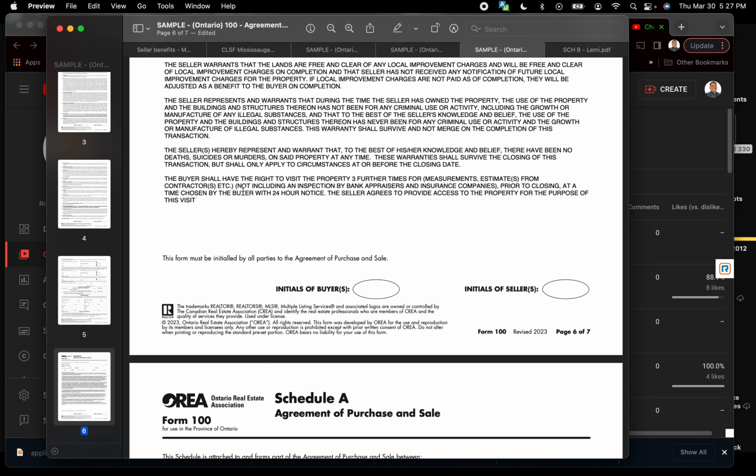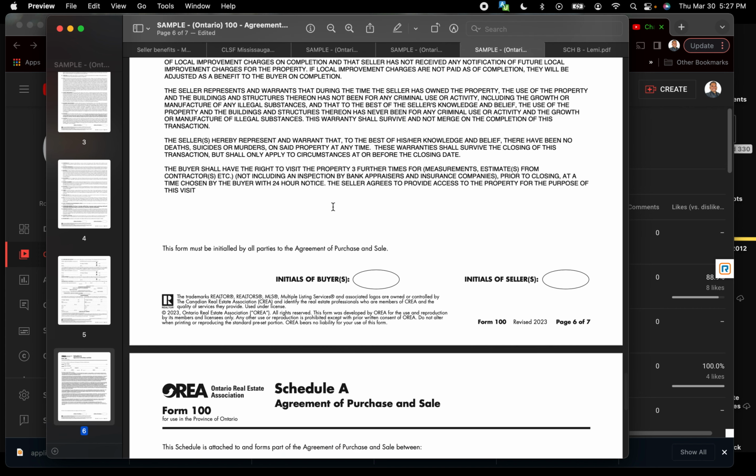Next is the buyer shall have the right to visit the property three further times for measurements, estimates from contractors, not including appraisers, prior to closing. At the time chosen by the buyer with 24 hours notice, the seller agrees to provide access to the property for the purposes of the visit. So what this simply means is that we have three further times to visit the property to do any measurement, estimates, and final buyer visits. And industry standard is two. If they come back to us and say you can only do a visit two times, no worries, it's no problem.